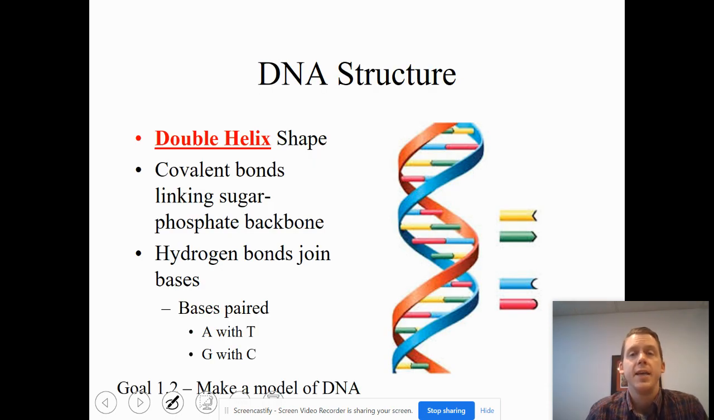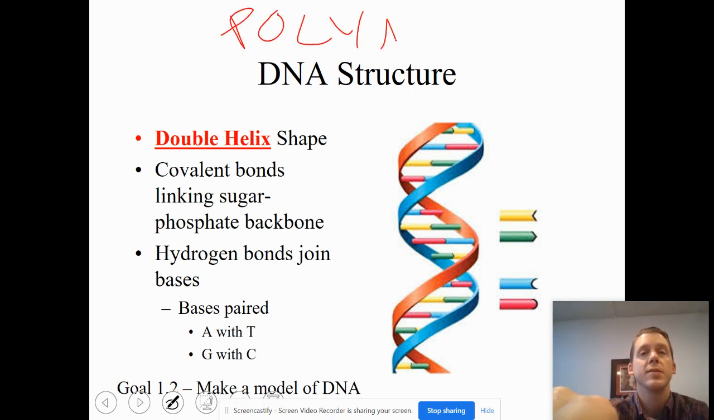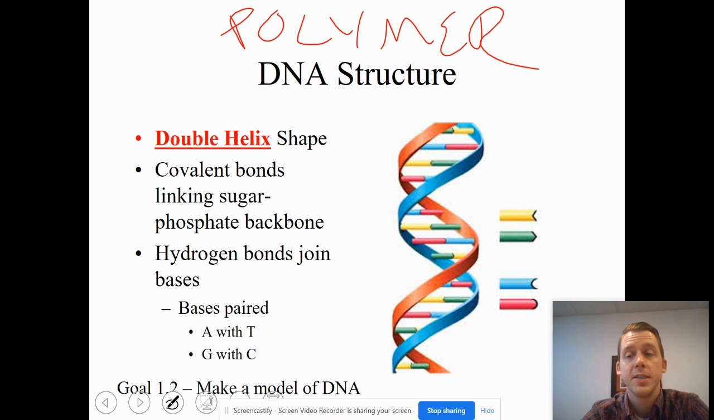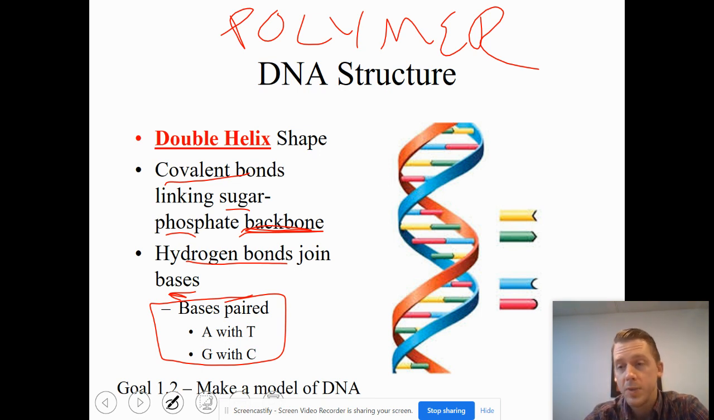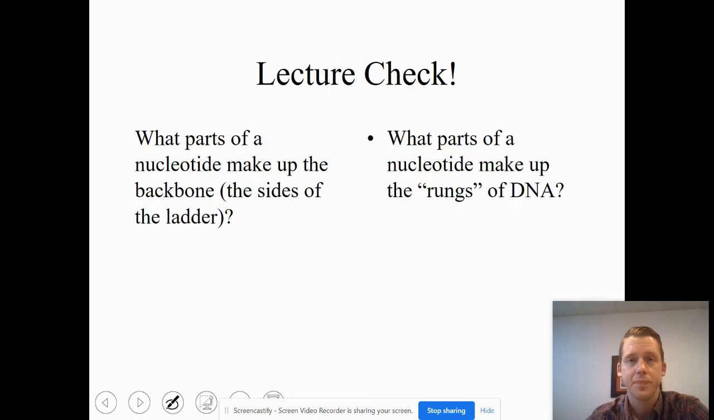All right, so DNA overall, the polymer now, so that was the monomer that we went over before. This is the polymer. The polymer is a double helix shape, and there are covalent bonds linking the backbone. The backbone is made of sugars and phosphates. And then the bases are joined with hydrogen bonds. And then here is something very important to remember. When the bases are joined, the A is always paired with T, the G is always paired with C. And we're going to take a look at what that looks like in a moment.